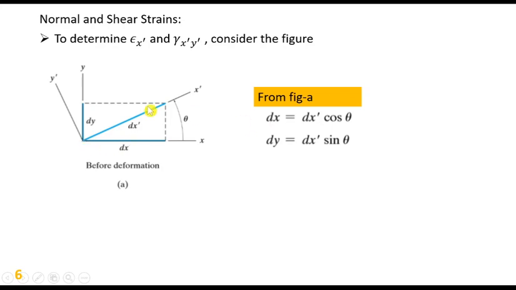consider the figure. This is a very simple figure. This dimension is delta x, this dimension is dx, and this dimension is dy. Along this x prime axis, this is dx prime, and here the angle is theta before deformation. If this angle is theta and these dimensions are given, then from this diagram it is very easy to find out this will be the cos component of dx prime. So dx is equal to dx prime into cos theta, and dy will be the sine component. Dy is equal to dx prime into sine theta. We will use these in equations to simplify them.